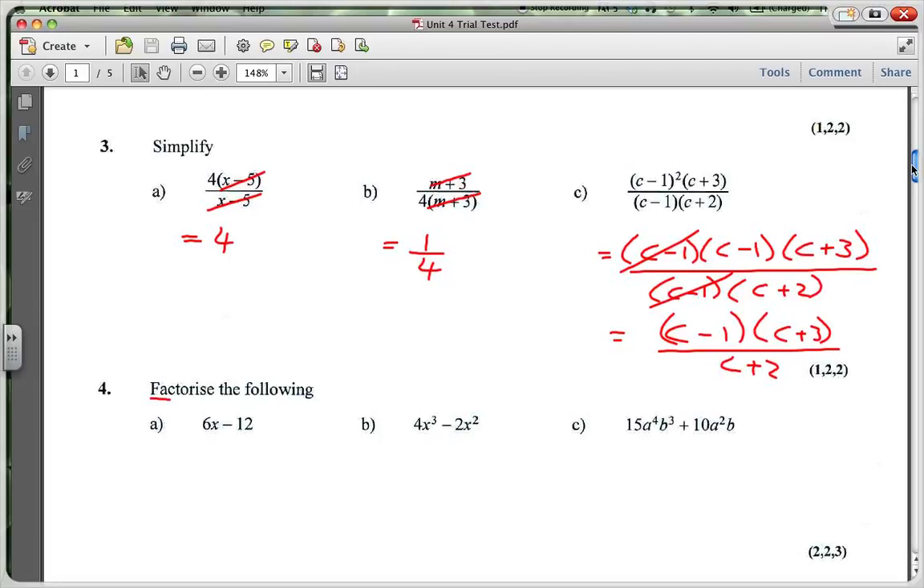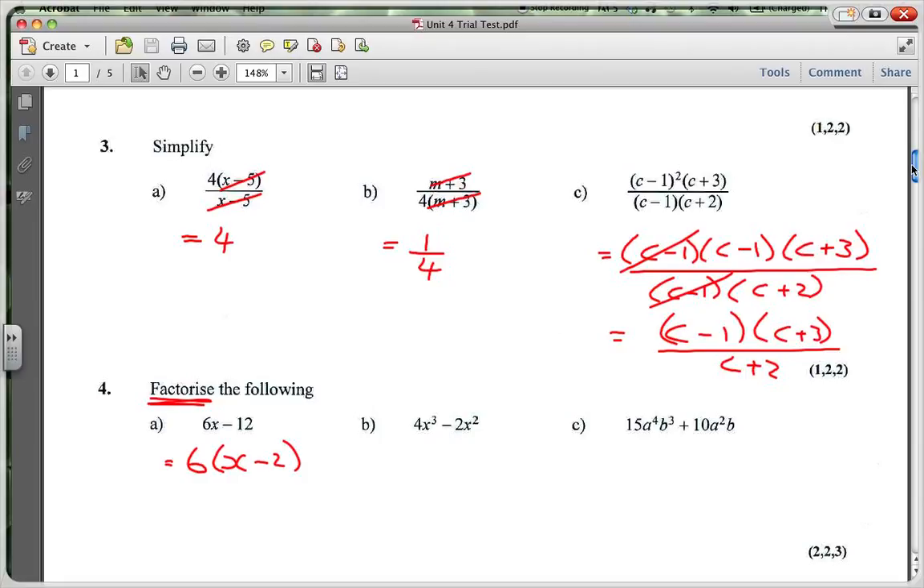Here we're looking at factorizing, and whenever we try and factorize, we always look for a common factor. And in this case, we can see that we've got a 6, and you're left with an x minus 2. Factorization is the putting in of brackets. So we take out a 6, and we're left with x minus 2.